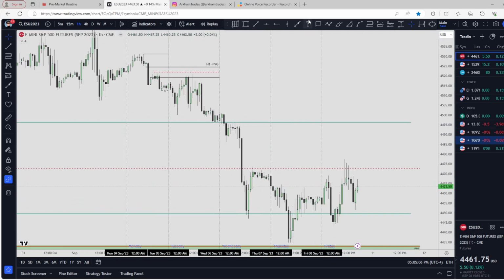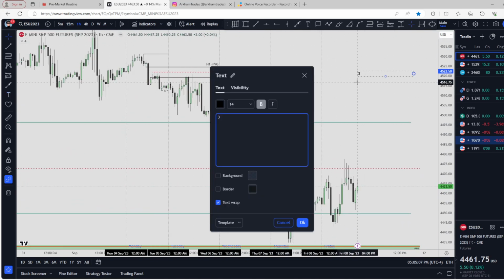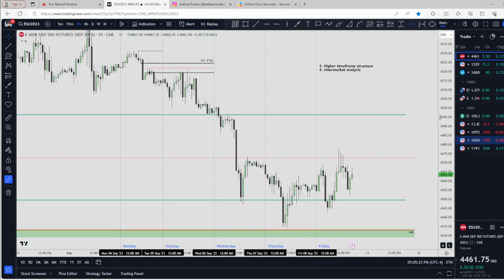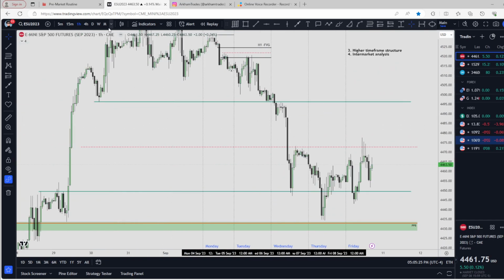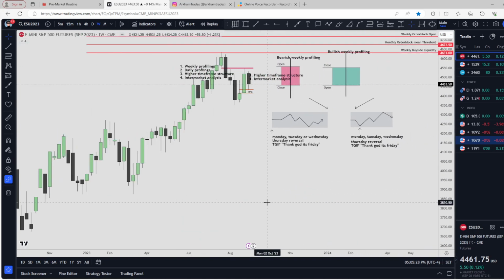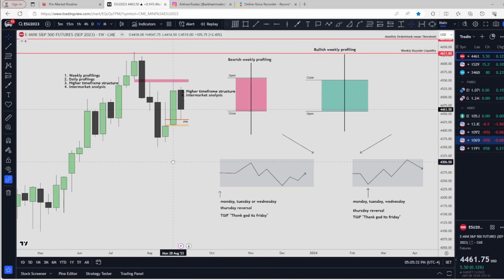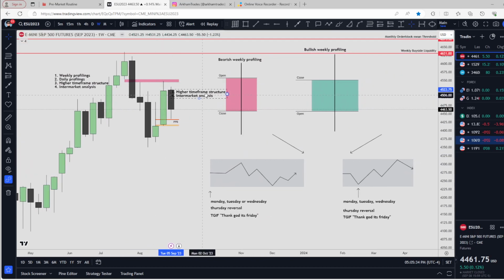So the third and fourth, higher time frame structure, and fourth would be intermarket analysis. These are the third and fourth things when forming your bias for the day. You come to the weekly, you look at the weekly profilings. Are we bullish or bearish for the week? We were bearish for the week, right?